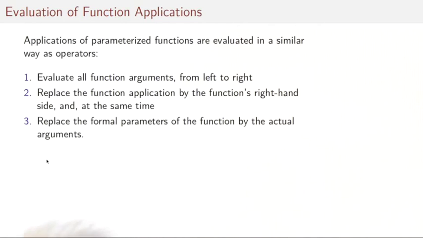Now, how are function applications evaluated? In fact, they are evaluated in a way that's very similar to operators. We first evaluate all function arguments going from left to right. We then replace the function application by the function's right-hand side. And at the same time, we replace the formal parameters of the function by the actual arguments.